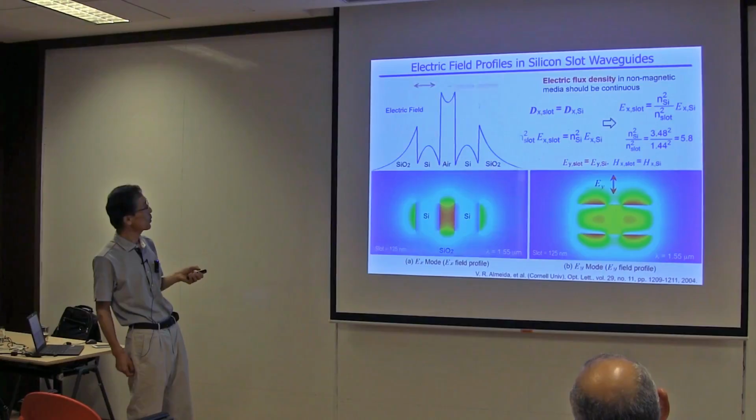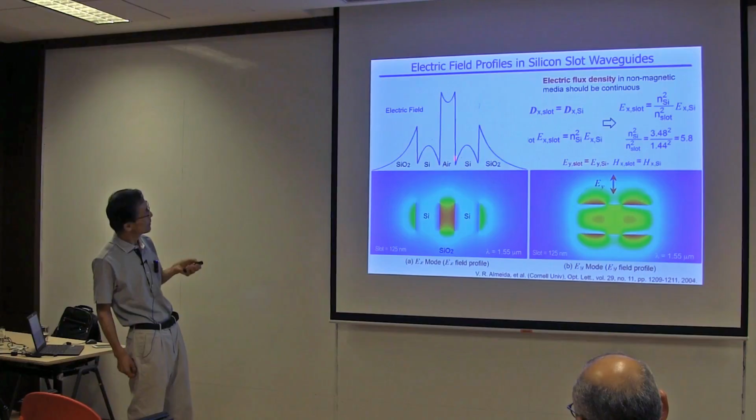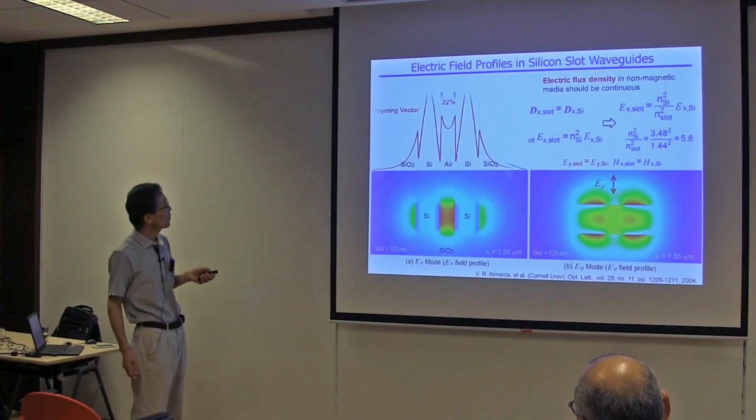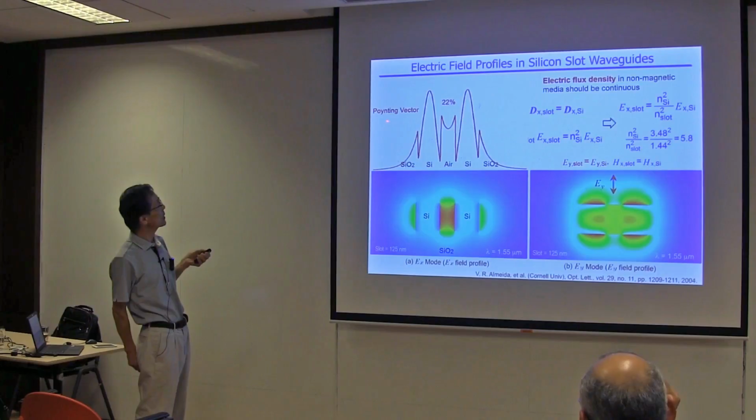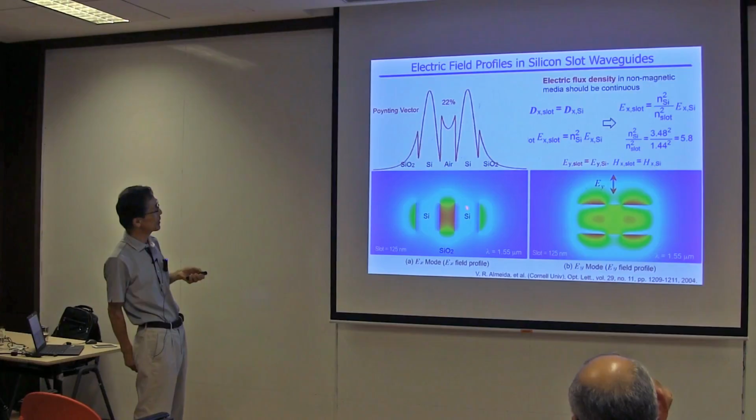This is a simulation of the electric field. So the electric field is quite intensified here in the slot region. This can be air, and in the air case, the electric field becomes so much intensified. But the magnetic field obeys a simple law, and it is confined, of course, in the silicon region. So the overall Poynting vector or power flow is, of course, in the silicon region. Power flow is confined in the silicon region, but the field in the silica or air region can be intensified.